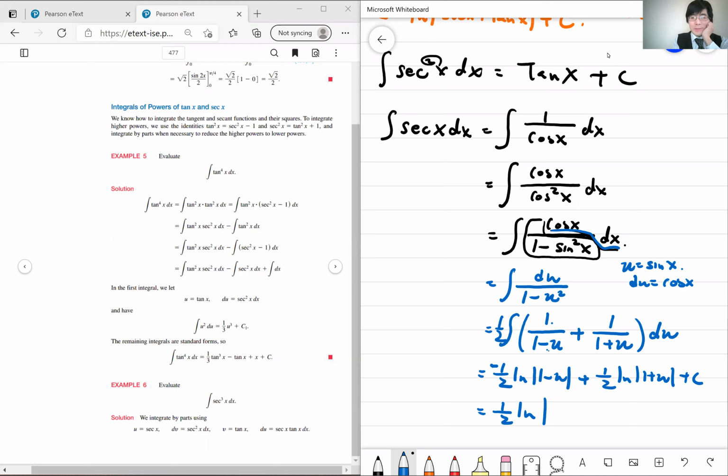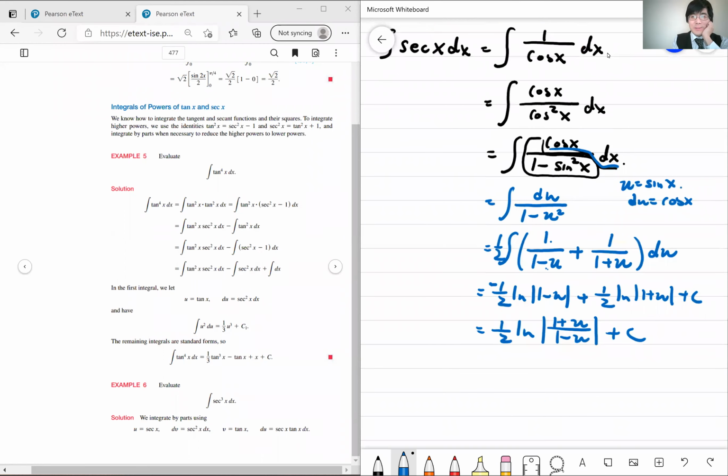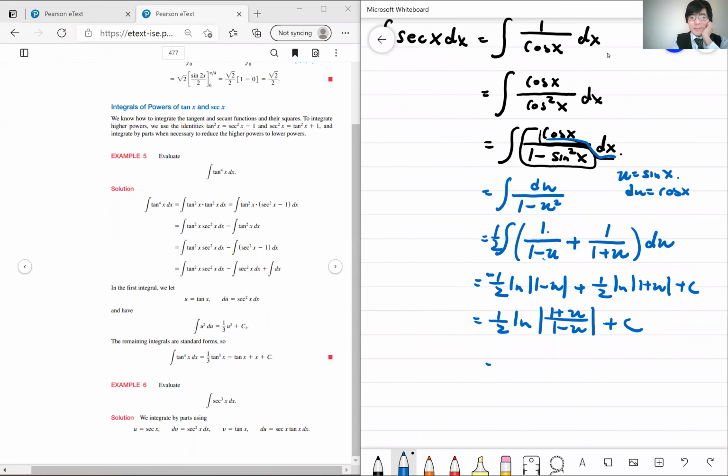So you can combine ln into 1, so 1 plus u over 1 minus u using some property of log. And finally, bring back to x. So it's going to be 1 plus sine x over 1 minus sine x.